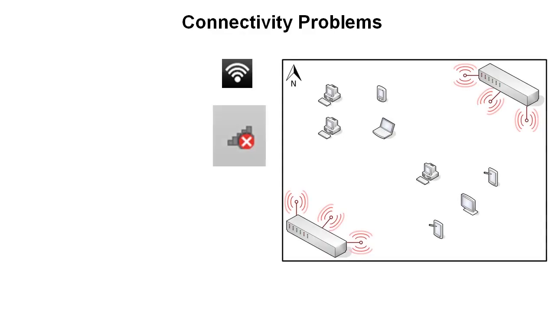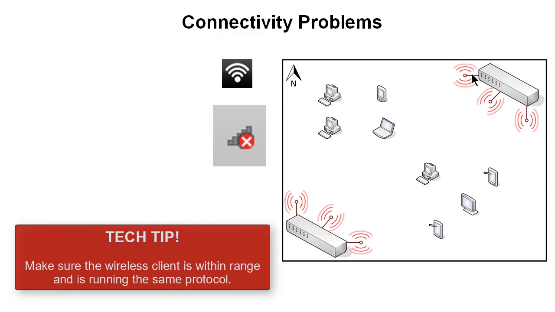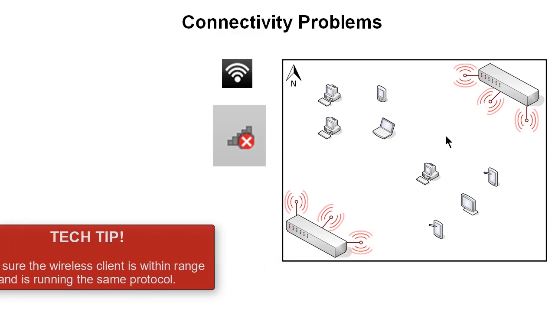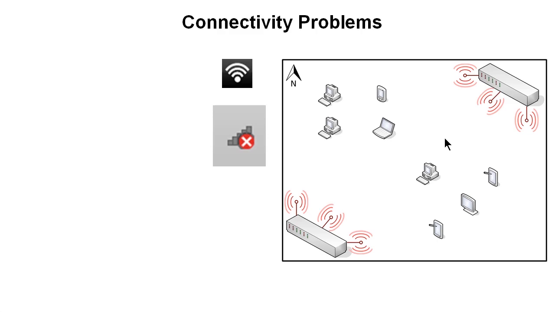Let's talk briefly about connectivity problems. Here we have a little map of computers and wireless access points. We have desktop systems, laptops, mobile devices, and two wireless access points that also act as switches. The whole thing about connectivity is you need to be within range and you need to be running the same protocol, and you don't want to have interference. So you want to think about that whenever you're dealing with wireless networks.